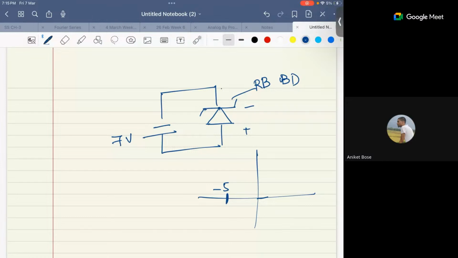Yes, sir. So if you are taking this as plus and this as minus, then the potential difference should be greater than 5 volt. But if you are taking this as plus and this as minus, then your potential difference should be less than -5 volt. Did you get the idea or not? Yes, sir, I got it.